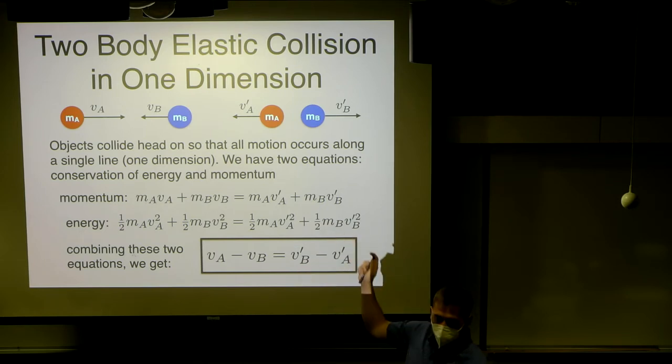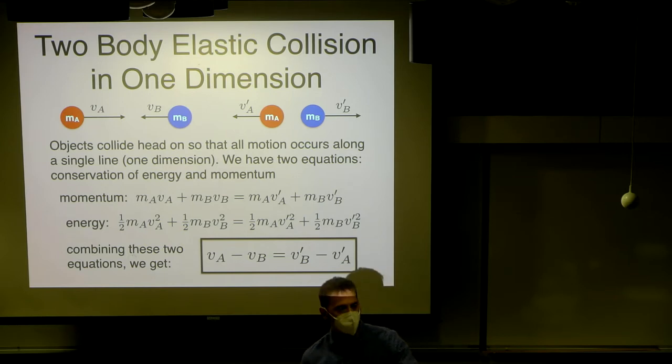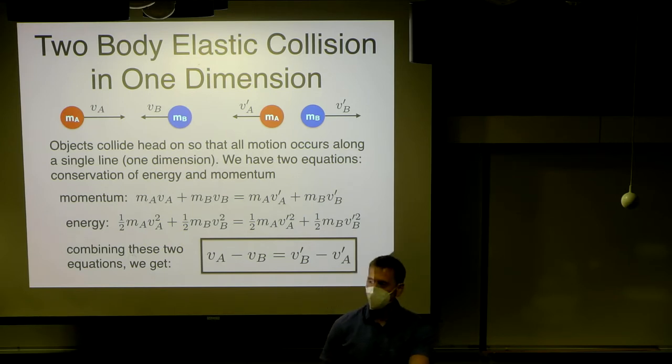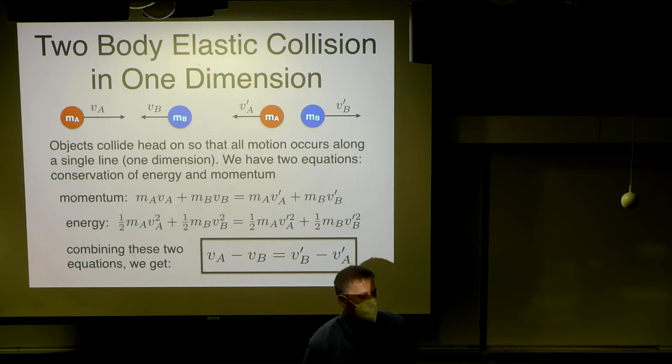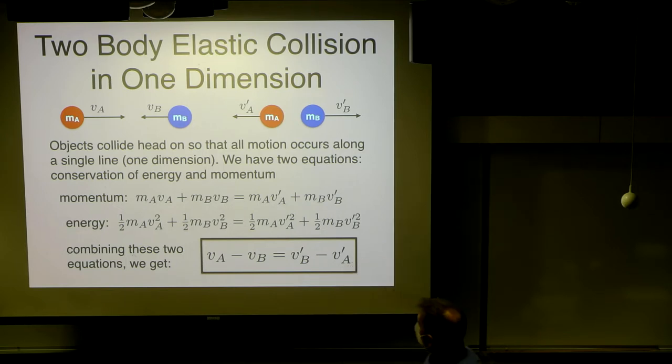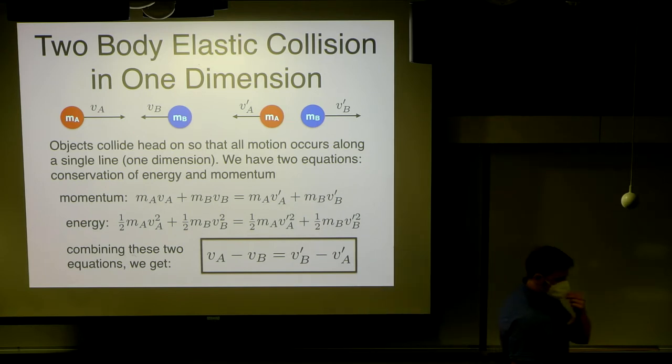Okay, it's elastic, remember? That means kinetic energy is the same before and after the collision if we add it up between the two objects. And then finally, one dimension, that's just one dimensional motion. It all happens along a straight line, okay?